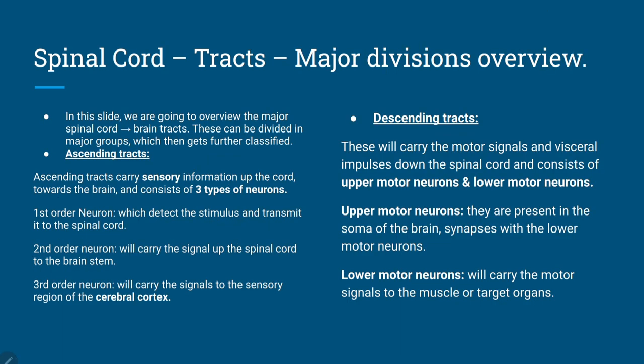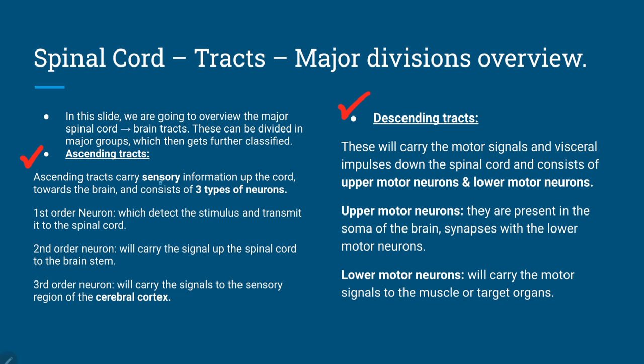Now we're going to look at the different pathways which we have been discussing from before. The spinal cord is going to be divided into different tracts, and they can be divided into two or three major groups. Number one is the ascending tract, number two is the descending tract, and another one is the autonomic tract, but the portion of the autonomic tracts is minor as compared to the ascending and descending.